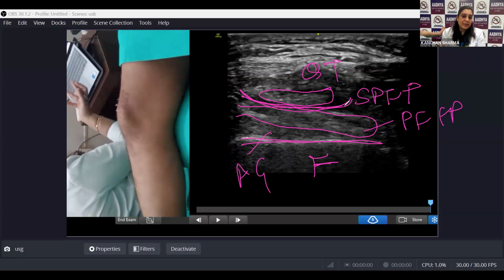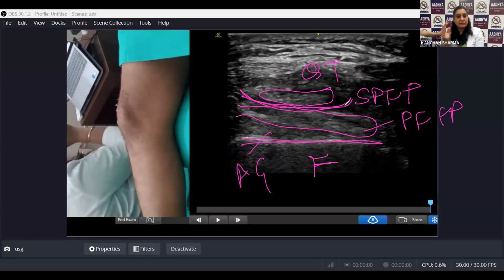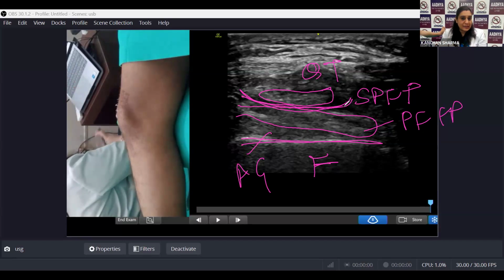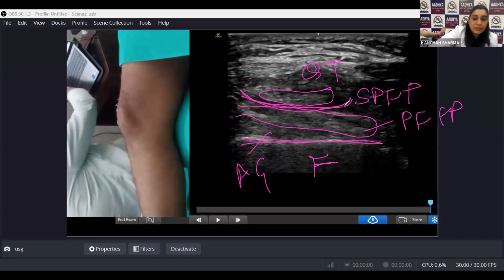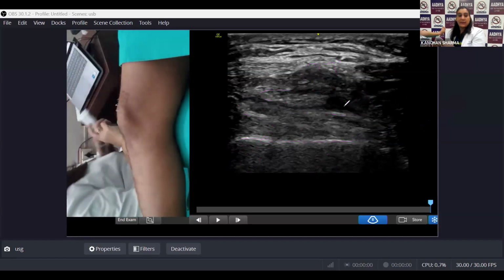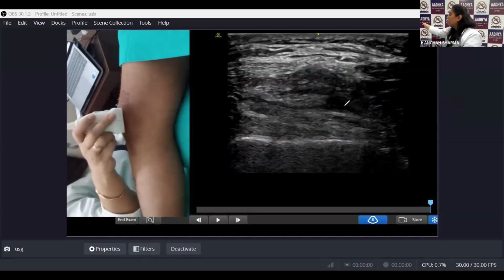So we have seen the same thing in the longitudinal axis. The moment you see it in the longitudinal axis, you rotate your probe and you will get exactly the same thing which you are seeing there. So that was about the suprapatellar recess. Now what will we do?